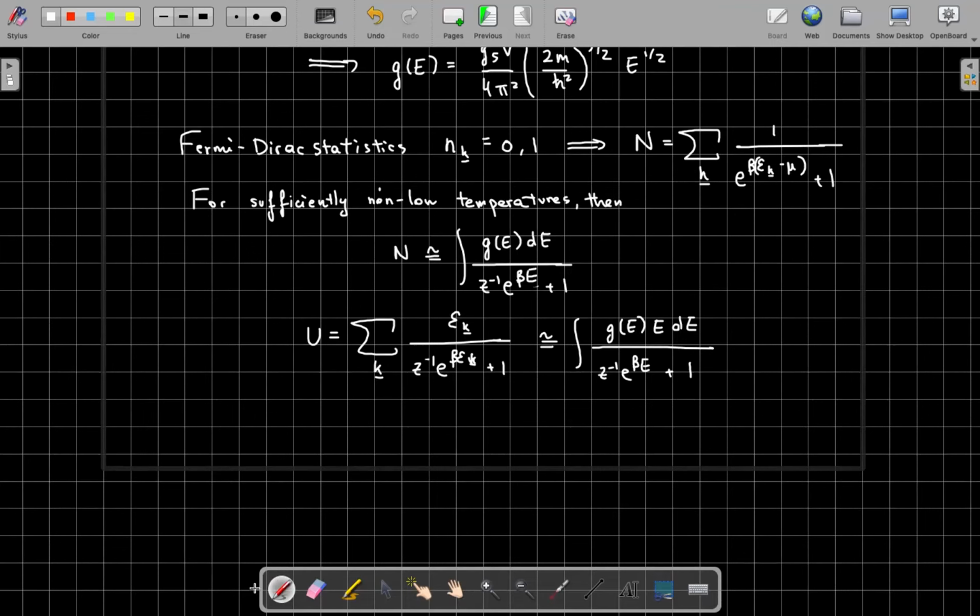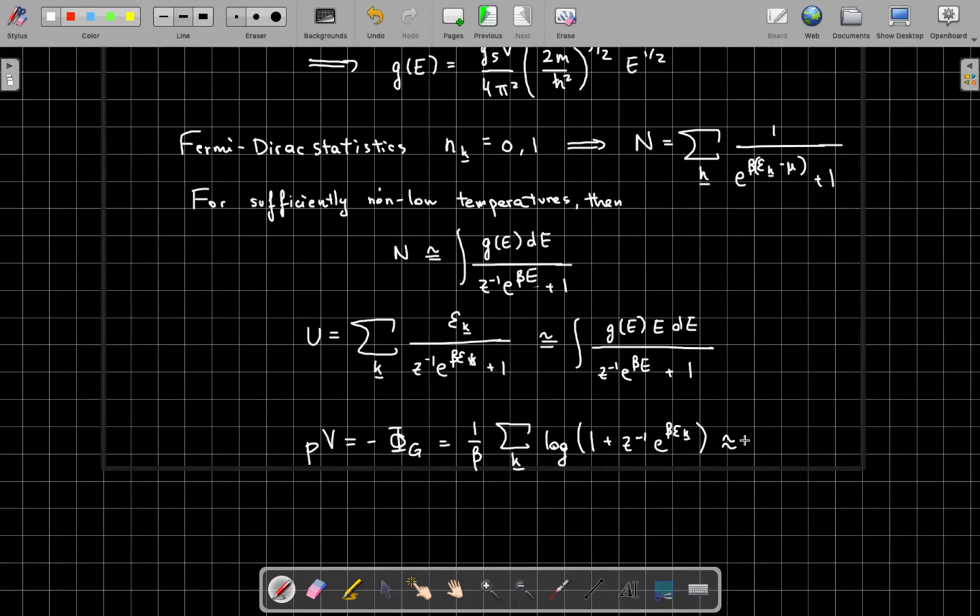Finally, a last quantity that in the grand canonical ensemble is useful is the grand canonical potential. I'll write this as the pressure times the volume, right? So that's really minus the grand canonical potential. And what is this? Well, this is 1 over beta times the log of the partition function, but the partition function is a product, so this becomes a sum over k of log of 1 plus z to the minus 1 e to the beta e_k, and again this becomes an integral, right?